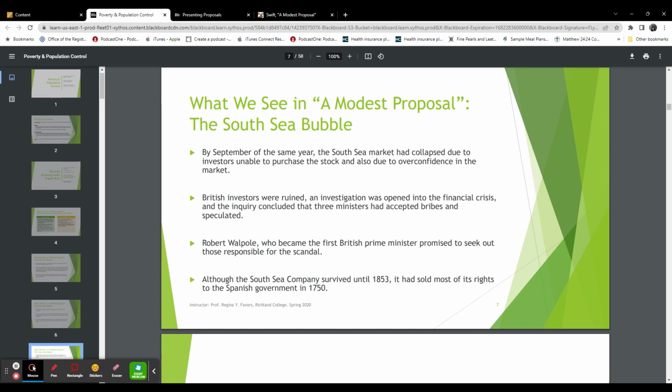So we have a problem, right? Overconfidence, that is at the sort of root of the problem. Not only just overconfidence, of course, but the people accepting bribes and then speculating, right? And then we have this Robert Walpole, who became the first British prime minister, who promised, and just substitute the word promised for proposed, to seek out those responsible for the scandal. And then, although the South Sea Company survived, it had sold most of its rights to the Spanish government.